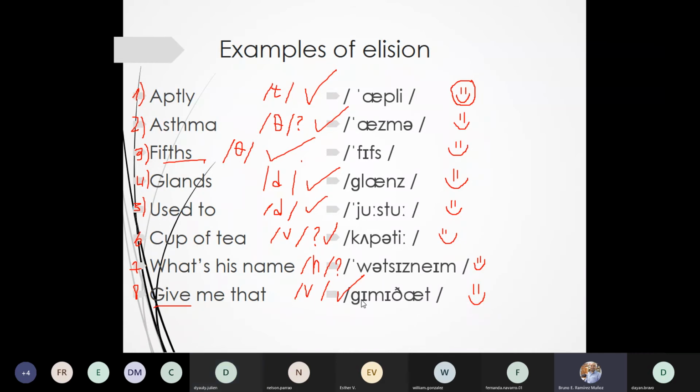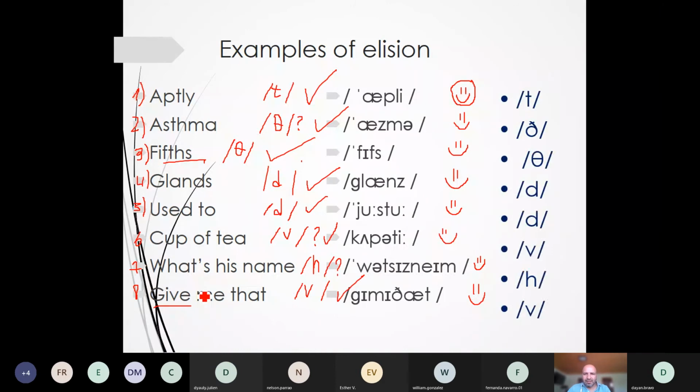Yes. Okay. Thank you. So these are some elements in which we can see elision within a word, like in aptly, asthma, fifths, glands, and also in word boundaries, like used to, cup of tea, what's his name, and give me that, because they are two or three elements, like phrases or sentences. So we can see elision within a word or between words, right? Perfect. That's it, to confirm. And pay attention to that one.